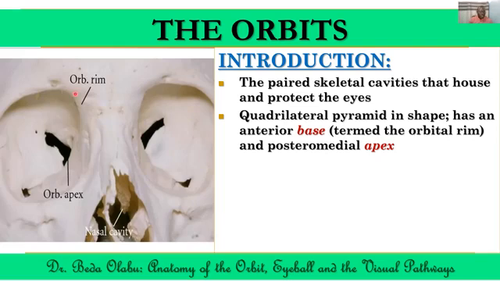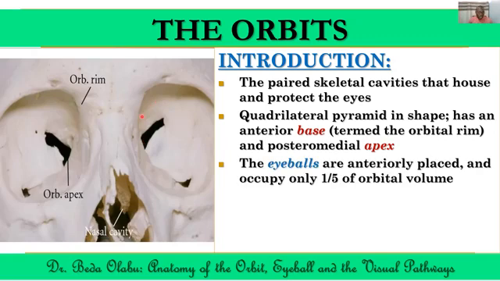So this shows you the orbital margin still, and that's the orbital apex. So the medial walls of the orbit are almost parallel to each other, and the lateral walls of the orbit, when you converge them, they almost make about 90 degrees posteriorly. Now we know that the orbits contain the eyeballs, but the eyeballs are not the only content of the orbit. As a matter of fact, the eyeball only occupies 1/5 of the total orbital volume.